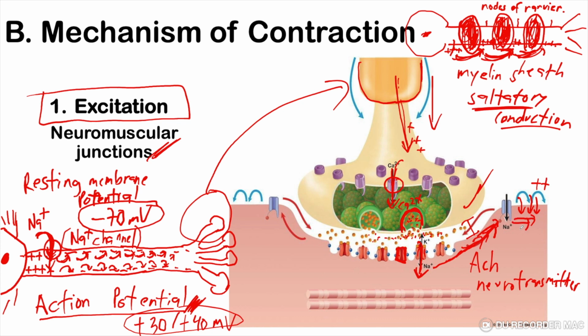Okay, so that's the excitation process. The excitation process that we're talking about here just starts in this portion here. It doesn't really include this. I just involved it because we're talking about action potential. So yeah, that's the excitation proper. But again, remember.